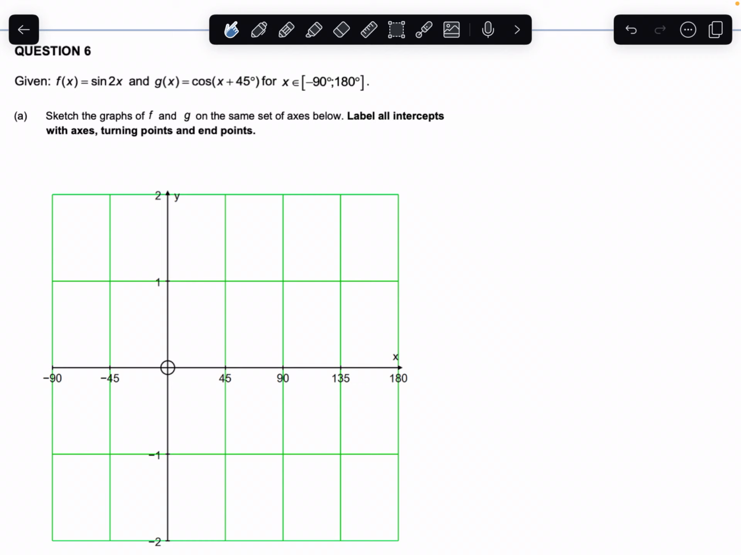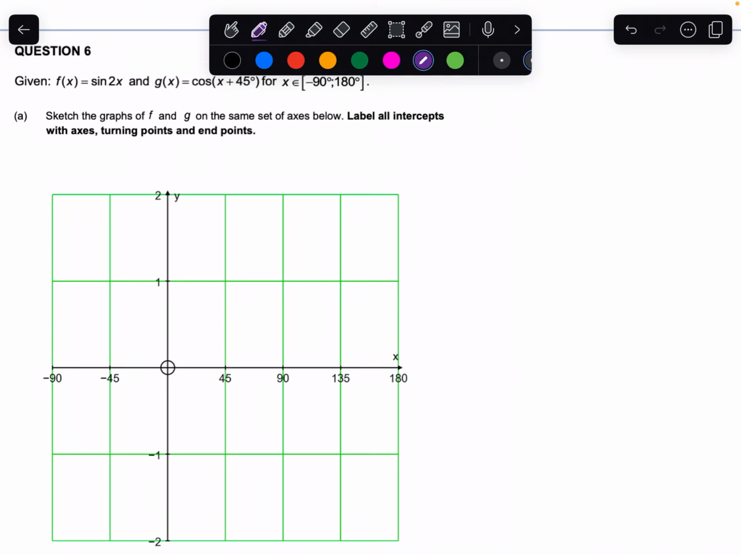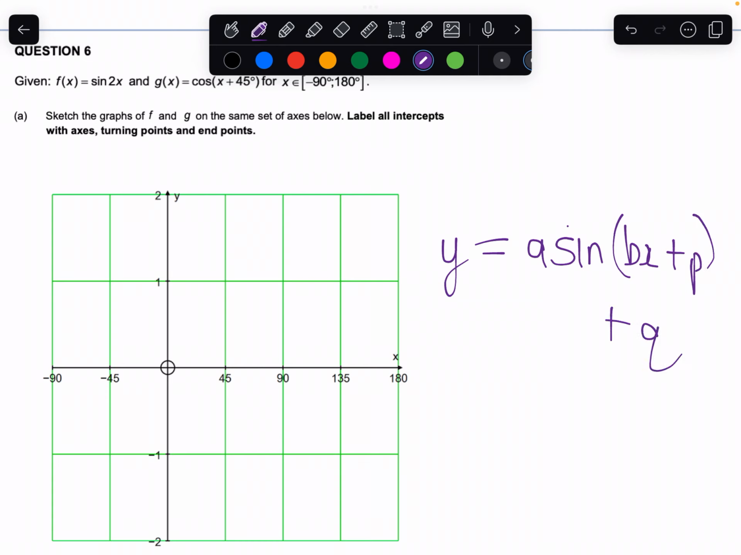Okay, so with these questions, where there are transformations, it's important to always remember how the most general form of the trig graphs that we deal with will look something like this, right? So it's important to know what each of these does.